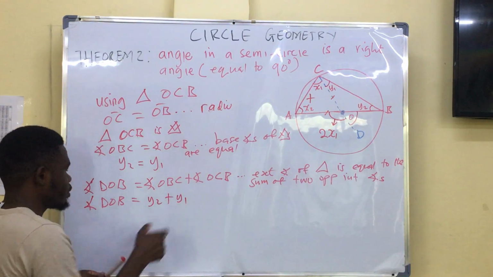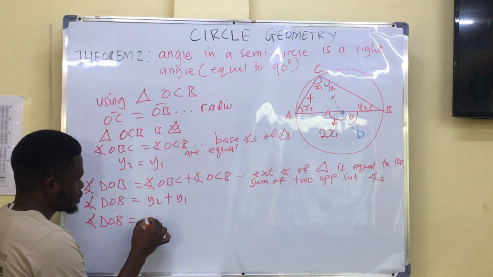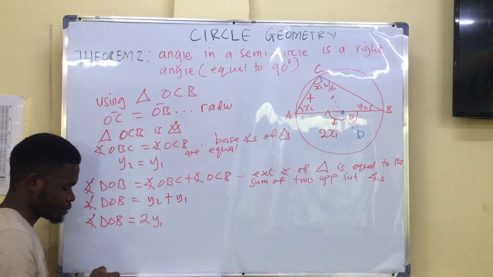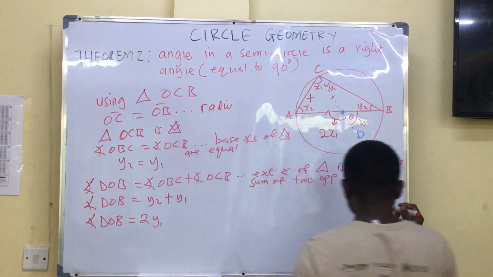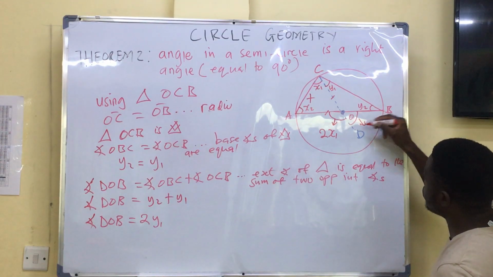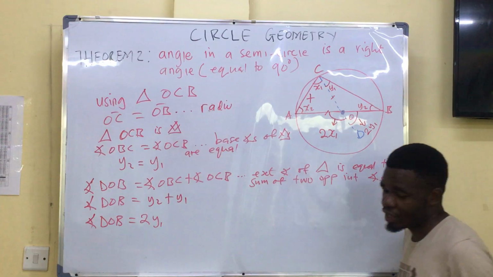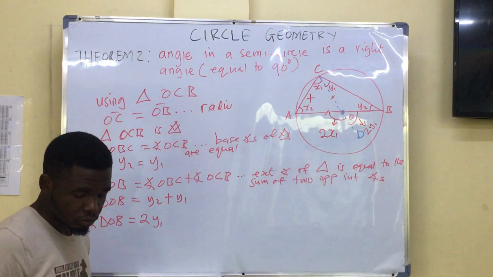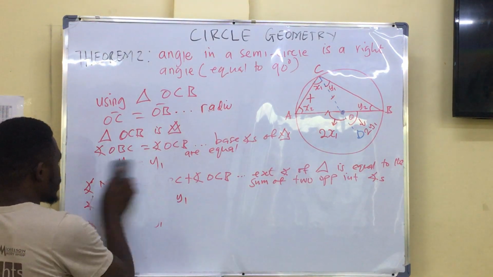So we'll take y1. Angle DOB is equal to what? Is equal to 2 times what? y1. Meaning that here, the value of that angle DOB is 2y1. We are close to the answer. So don't worry. Fine.